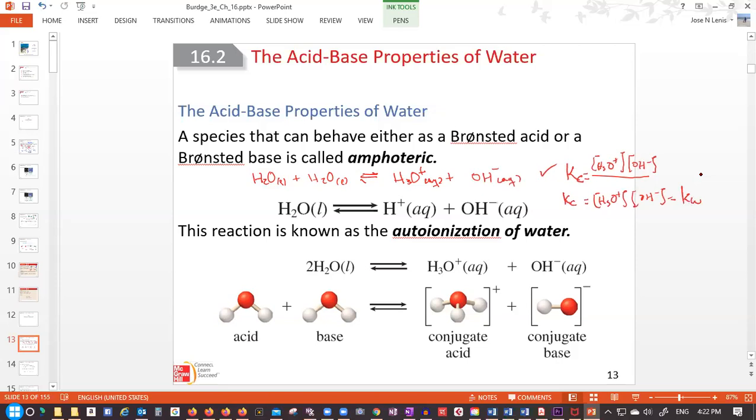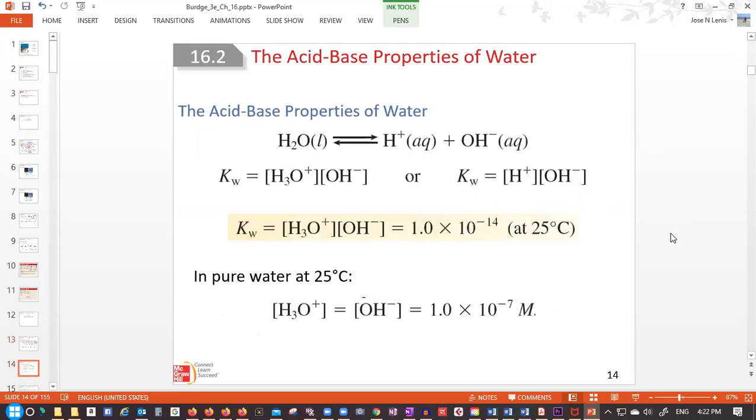It's better known as the Kw for the auto-ionization of water. And that's what we have here. And that has been measured experimentally at 25 degrees Celsius. The Kw is 1.0 times 10 to the negative 14. That's for pure water at 25 degrees Celsius. Remember, the equilibrium constants are temperature dependent.